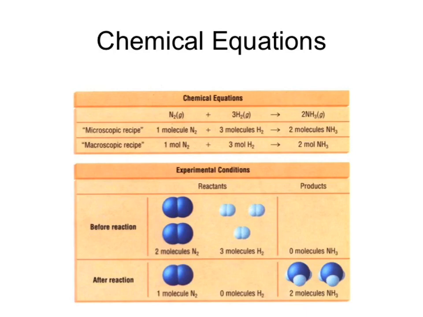At the macro level, I talk about moles. 1 mole of N2 plus 3 moles of H2 gives me 2 moles of NH3. So it's just the same thing with different units. Just different units. All right.